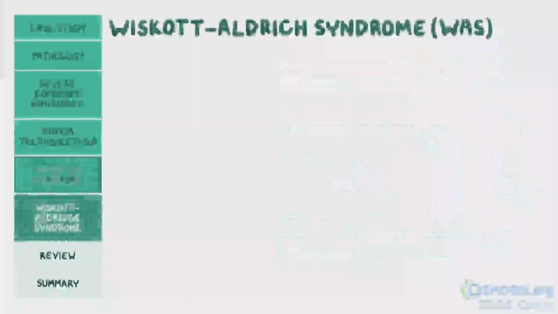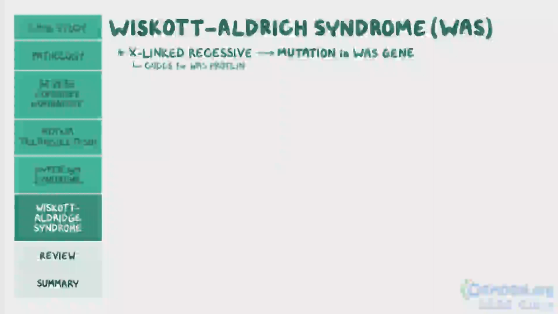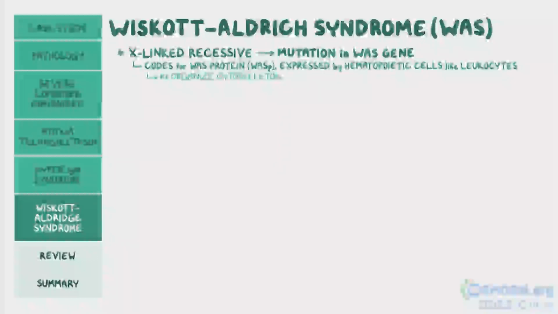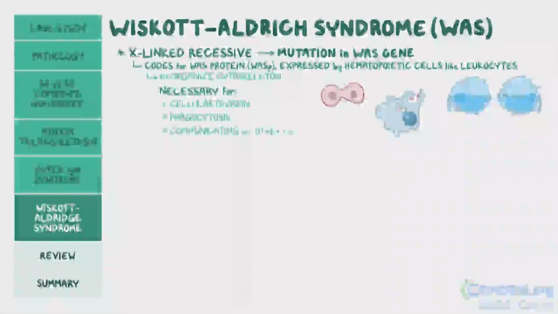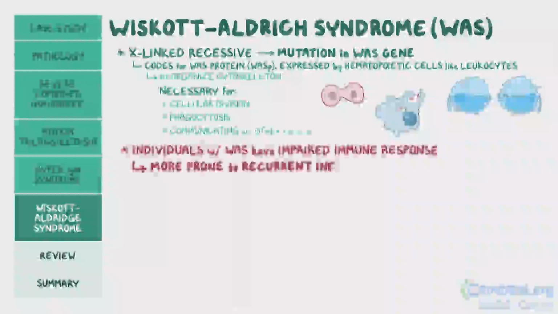Last but not least, there's Wiskott-Aldrich syndrome, or WAS for short, which is an X-linked recessive disease caused by a mutation in the WAS gene. This gene codes for the WAS protein, or WASP, which normally is expressed by hematopoietic cells like leukocytes, and it allows them to reorganize their cytoskeleton. This is necessary for various cellular activities like cellular division, phagocytosis or swallowing up of foreign pathogens, and for communicating with other cells throughout the body. So individuals with Wiskott-Aldrich syndrome have an impaired immune response and are more prone to recurrent infections.